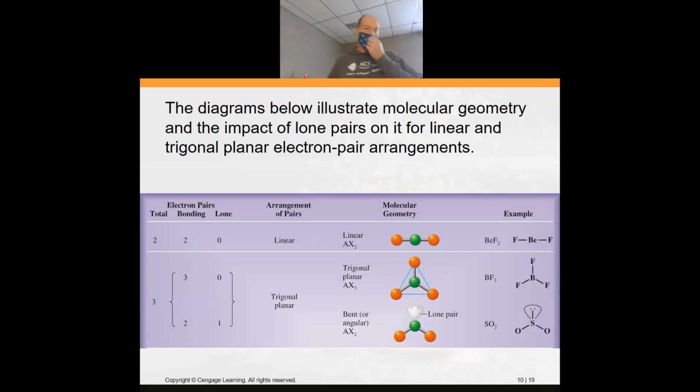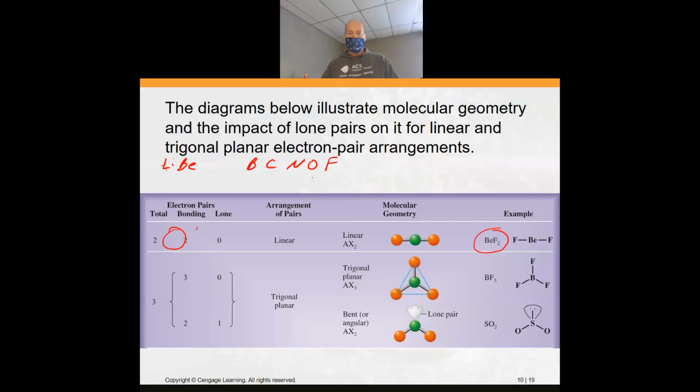All right, so here are all the possibilities. When you're linear, that's it. You have 2 directions, and they give the example of BeF2. Remember here we have our lithium, beryllium, boron, carbon, nitrogen, oxygen, fluorine. That's our second row on the periodic table.